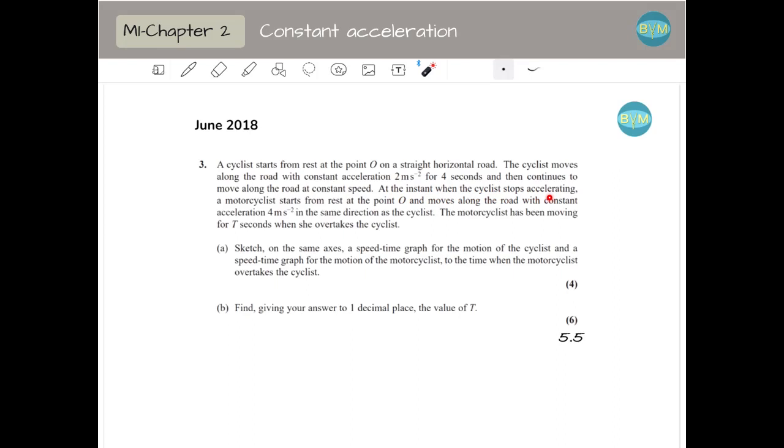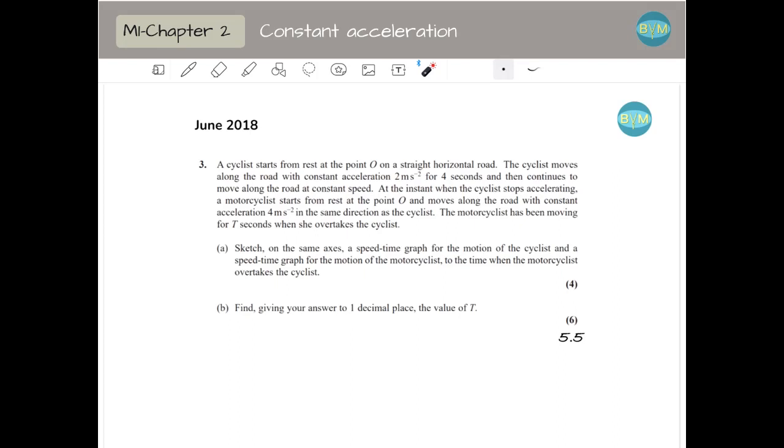When the cyclist stops accelerating, a motorcyclist starts from rest at the point O and moves along the road with constant acceleration in the same direction. And when the motorcyclist has been moving t seconds, she overtakes the cyclist. The first thing they ask, and that's quite common, is to sketch, on the same axis, the speed time graph for both of them.